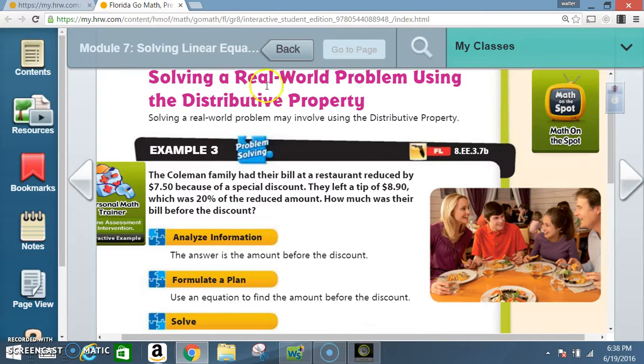Example 3, solving a real-world problem using the distributive property.